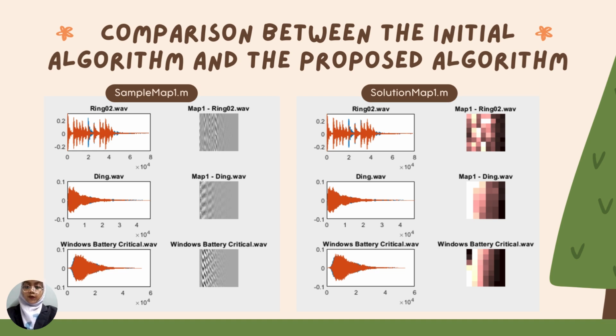So we can see here, for example, the ding.wave sound starts off with a high intensity. That is why the left side of the map is white. And then the Windows Battery Critical wave starts off with low intensity, then goes to high intensity. That's why we can see there are changes from the black frame to the white frame, and finally it ends with black again. So we can see it is much easier to see the differences between the intensity.